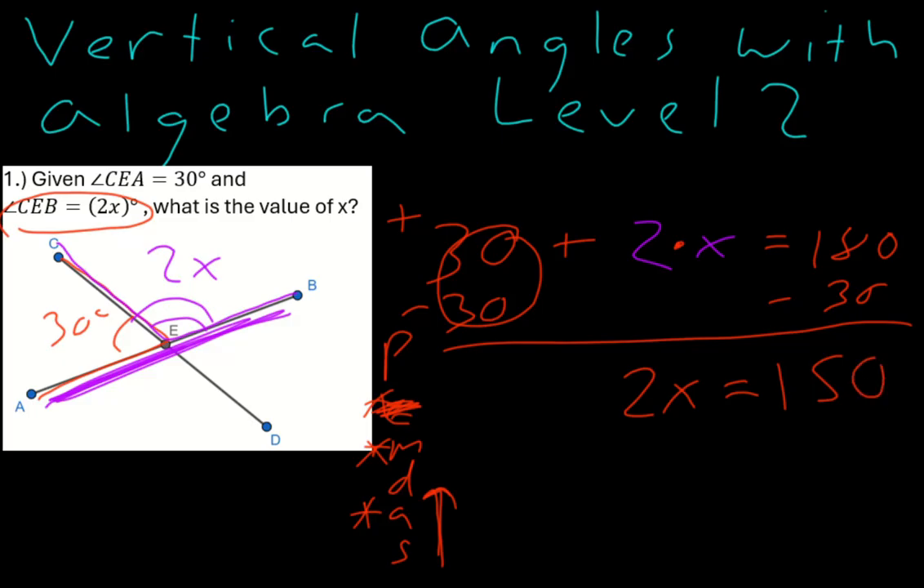And then how do we get rid of the 2? Well, how do we get rid of the multiplication? And of course, the opposite of multiplication is to divide. So I divide the left side and the right side by 2 to keep it balanced. And 150 divided by 2 is 75.